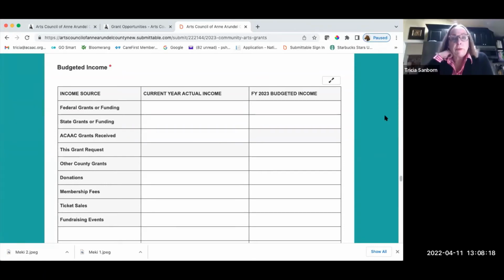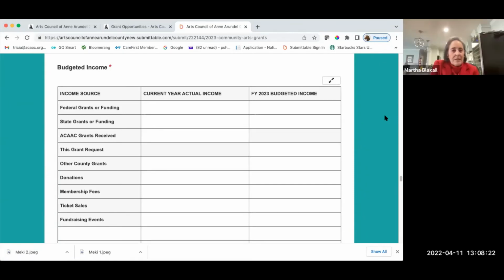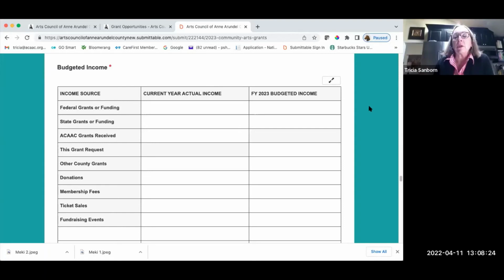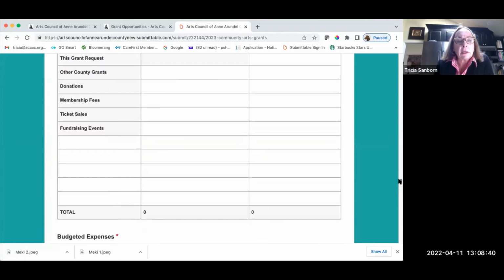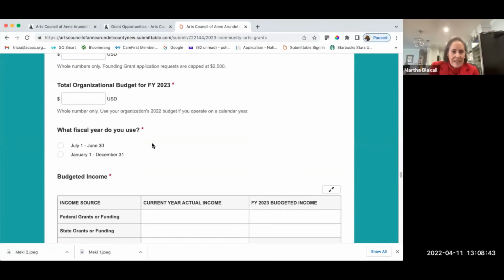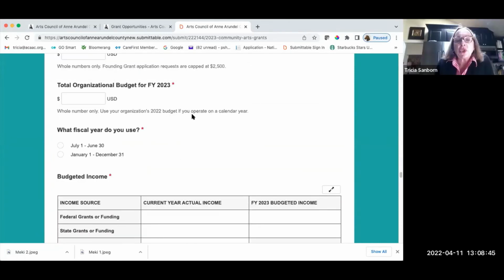So looking at the budget, we do ask for the 2023 budgeted income, but I know a lot of you are on a calendar year. If you're on a calendar year, use 2022. That should be helpful. That instruction is in there, right? Yeah, it is. It's in the guidance, and I think I have it up here. Use your organization's 2022 budget if you operate on a calendar year.